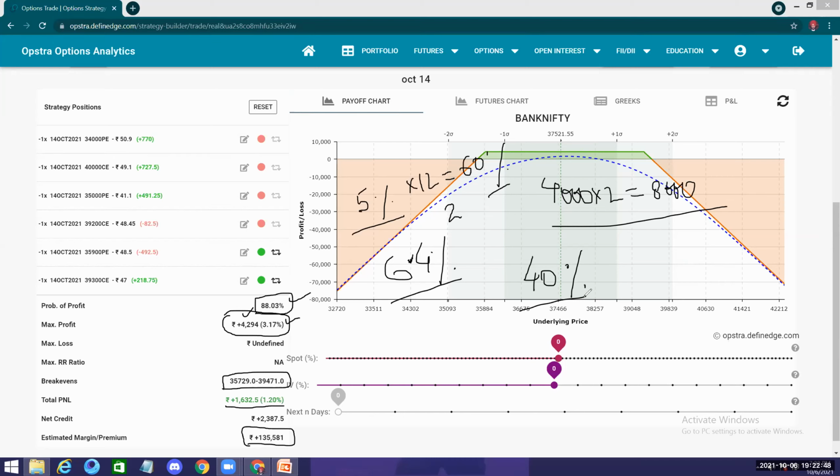People who know me know I juggle around in strangles; this is not the way I normally juggle around. Somebody requested, sir, please show us this position, how you take it, how you manage it. I'm just showing you. I've taken a live trade into it. And I'm not worried about it. I don't even look at it the whole day. I only see it when there is a big movement.